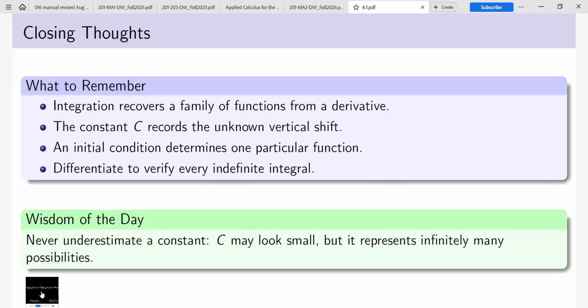The central idea is simple. Integration reverses differentiation, but only up to a constant. When extra information is available, that constant reveals the particular function we need.